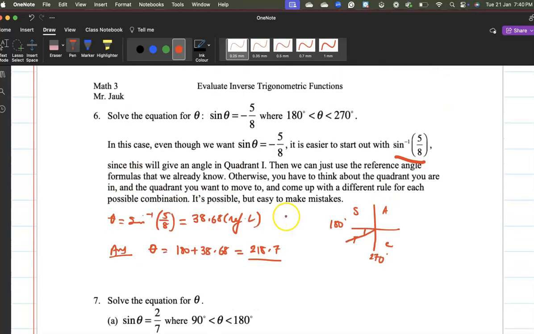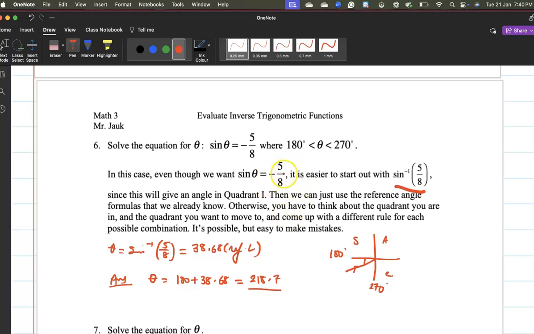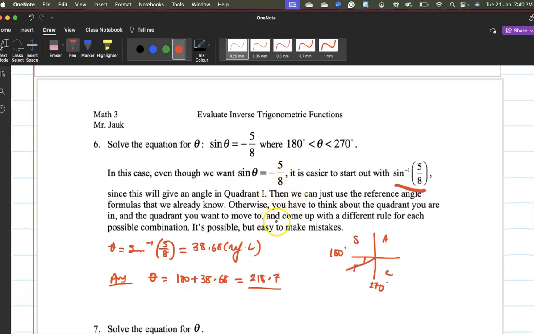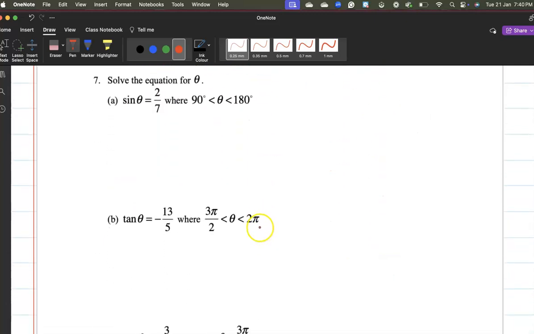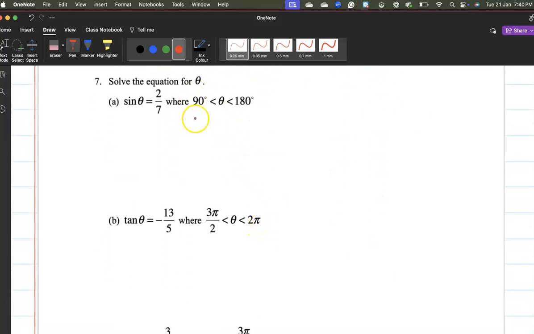But how come you just ignored the minus sign before? To get the acute angle, because the reference angle is always an acute angle. Because if you take the minus sign, you'll get an obtuse angle, or you'll get a negative angle. So you want a positive acute angle. Yeah, you want a positive one. Now this one also, what will you do?